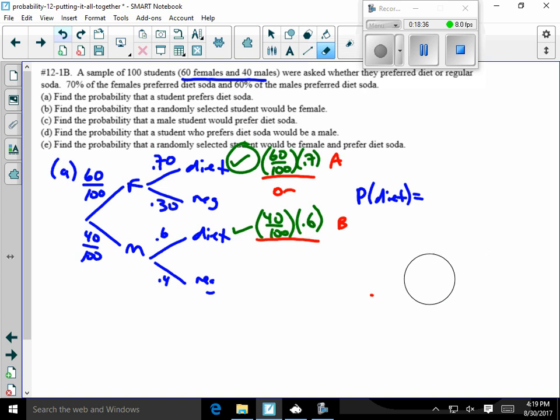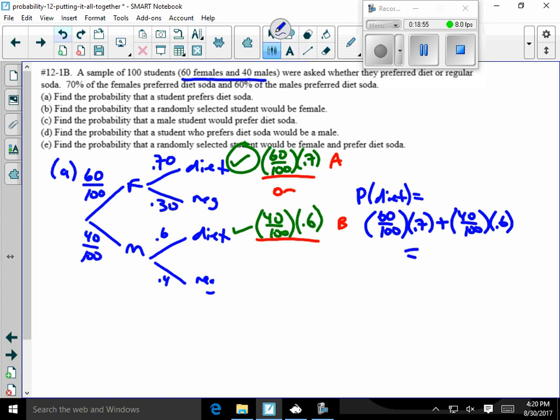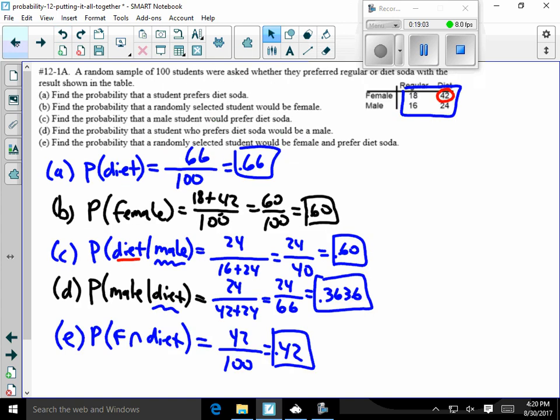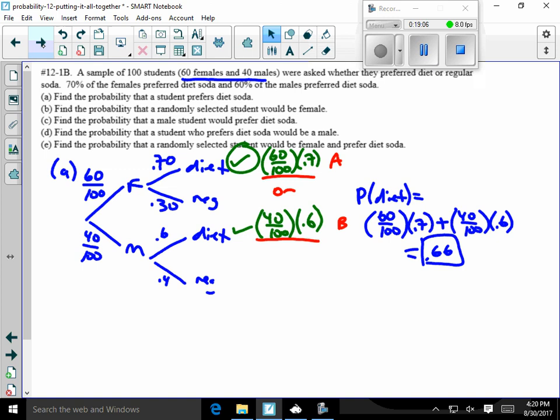So the probability I'm trying to find here, going through a long explanation, is the probability of diet is going to be 60 out of 100 times 0.7 plus 40 out of 100 times 0.6. And if you multiply that out, that turns out to be 66%, which was exactly what we got when we computed it with the data presented as a table, 66% for the first part. Now, it happens to be more work here, but this probably would be the right strategy if you were given the information in this form. Okay? All right, let's look at another question.